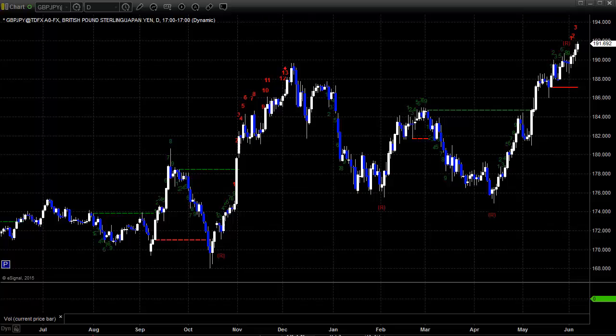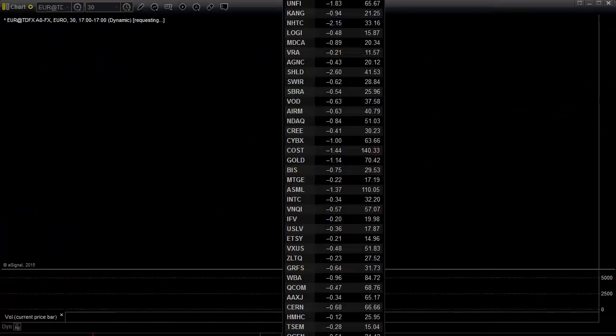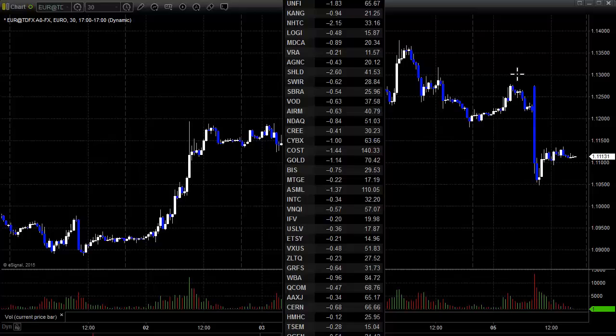Here's one cross pair. This is the pound yen. A very nice double cup breakout that's now starting to come to fruition here. So interesting setups, and we're getting some movement away from the areas that we've been in now for a while.